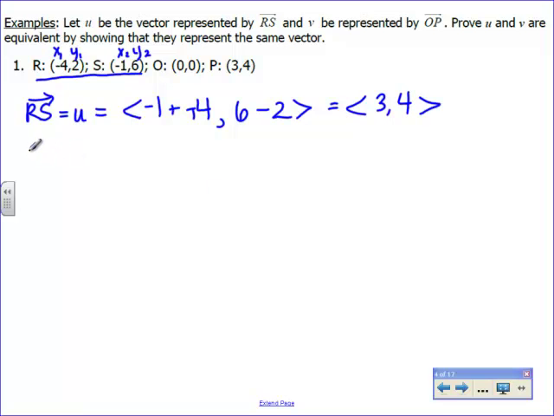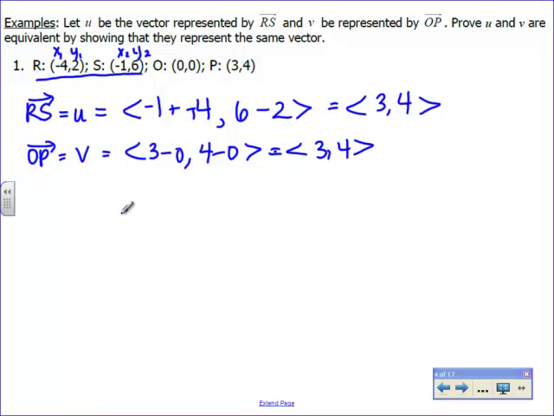Move on to vector OP, which is our vector v. P is now our terminal point, so we do P minus O. 3 minus 0, and then 4 minus 0. Subtract, you get 3, 4. Because these two vectors have the same x component and the same y component, they would be considered equivalent. So we have just proven that fact.